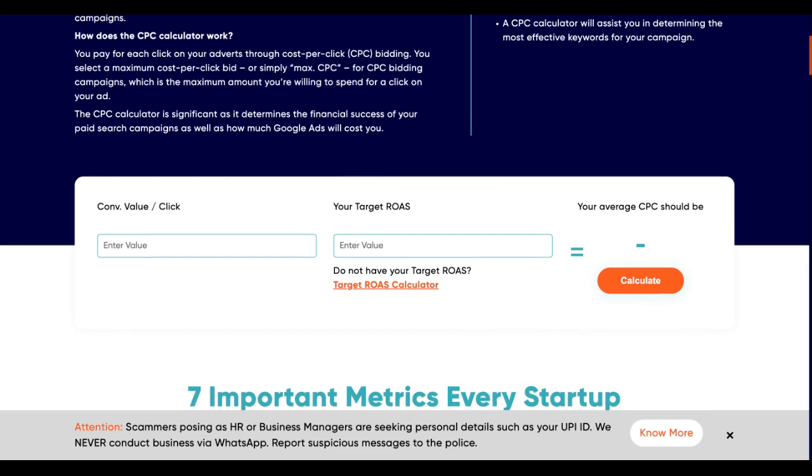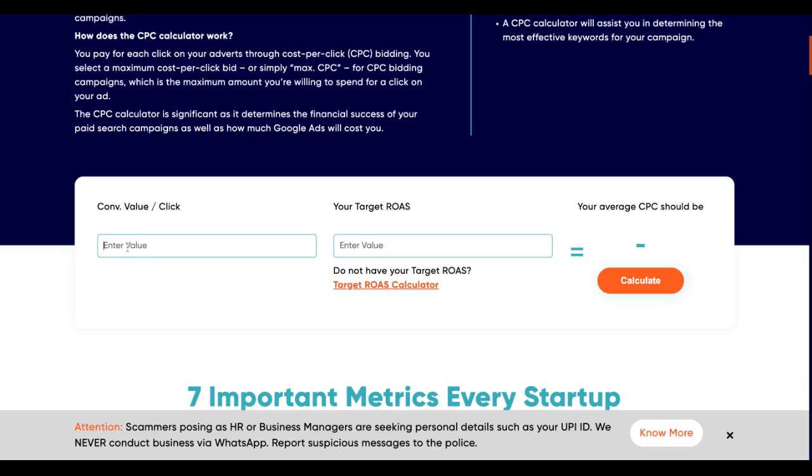Let's look at this example with a practical use case. Imagine you sell handmade jewelry online. The average order value on your website is 2000 rupees. You set a target ROAS of 4. This means you want to make 4 times your average order value, which is 8,000 rupees for every 2,000 you spend on ads. Let's see how this calculator works in this scenario.